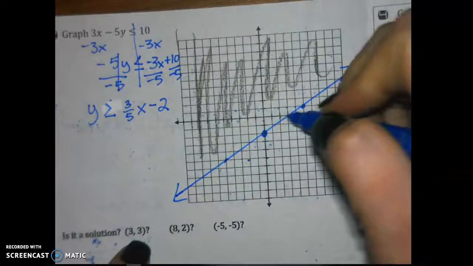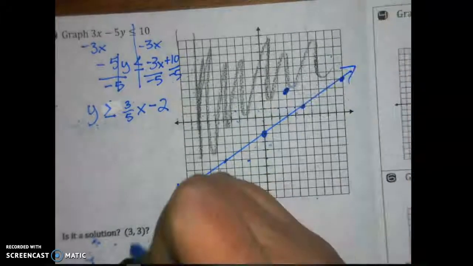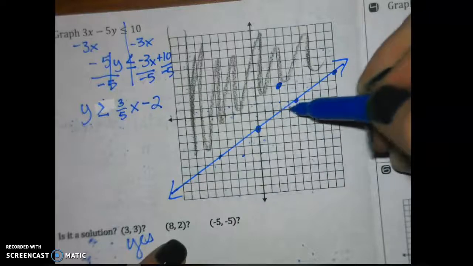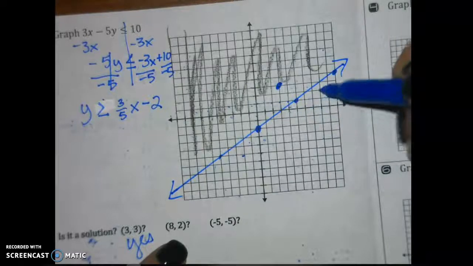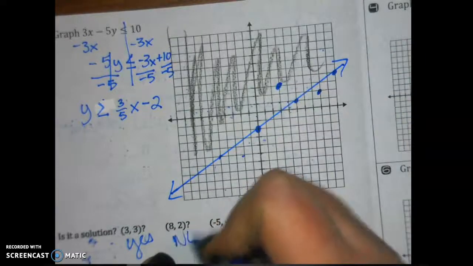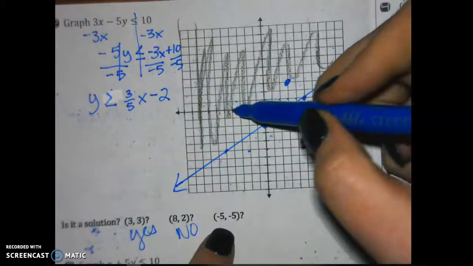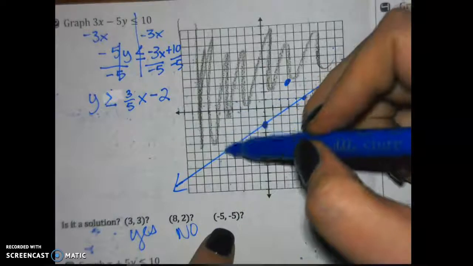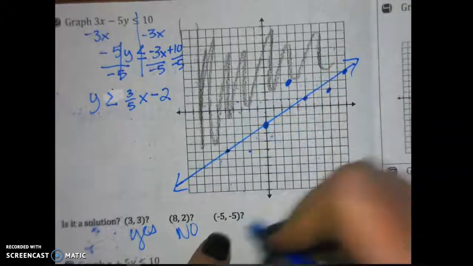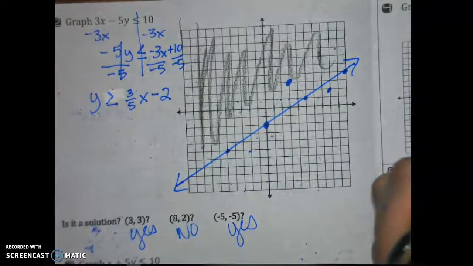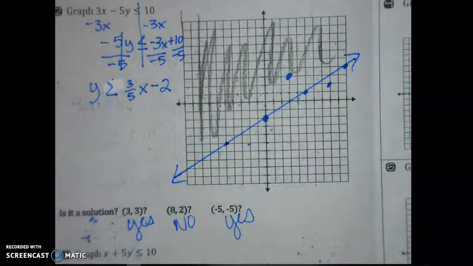1, 2, 3. 1, 2, 3. Yes. (8, 2). 1, 2, 3, 4, 5, 6, 7, 8. 1, 2. Sadly, no. And then negative 5. 1, 2, 3, 4, 5. 1, 2, 3, 4, 5. Ooh, yes. This is a solid line. Abso-stinkin-lutely. Okay. Let's see here.